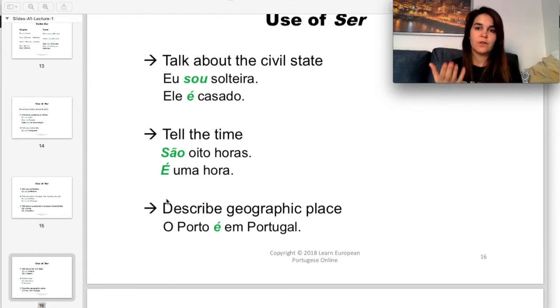So we use the permanent status of the verb. So we use the verb ser. And we say something like, eu sou solteira. Eu sou solteira. That's I am single. Ele é casado. He is married.